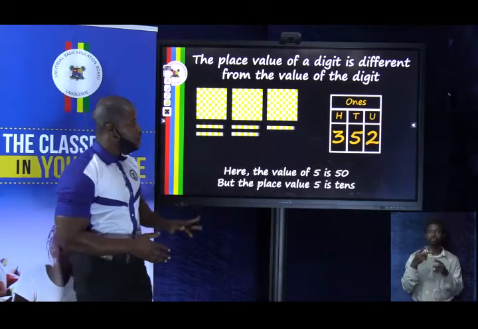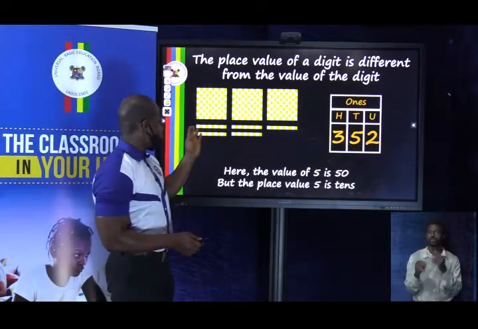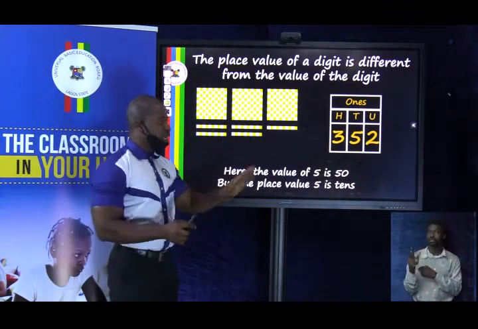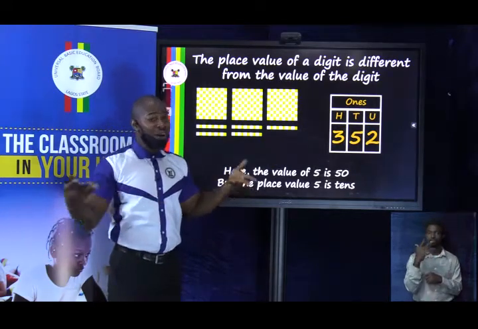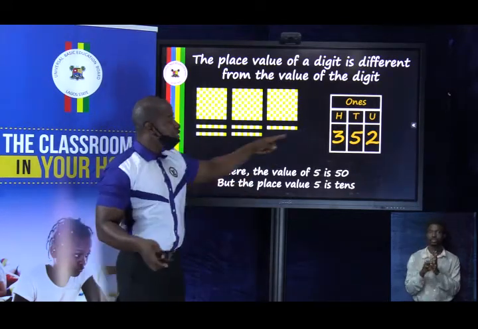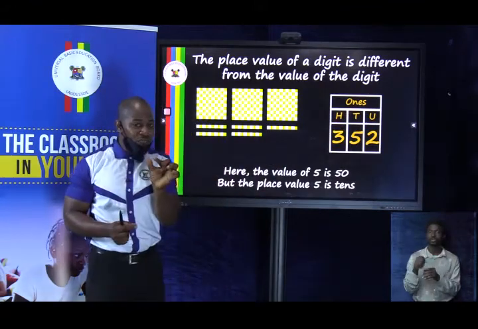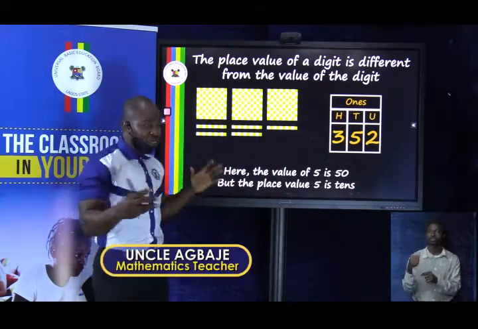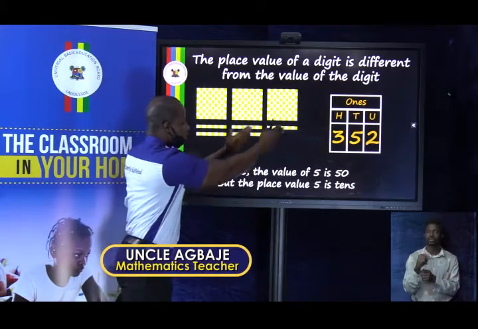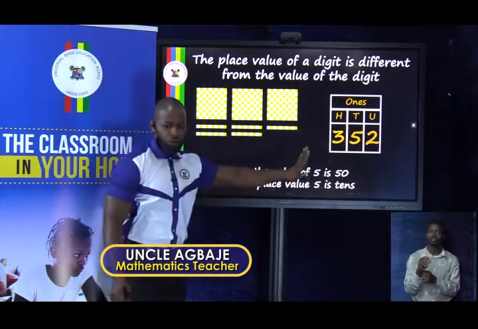Here, the value of 5 is 50 because, you know, 10, 20, 30, 40, 50. That's what 5 represents. But 5 is counting what? It's counting strips of tens. 5 is counting in tens. It's not counting single squares. It is counting 10 squares together. 10, 20, 30, 40, 50. The value of 5 is 50.